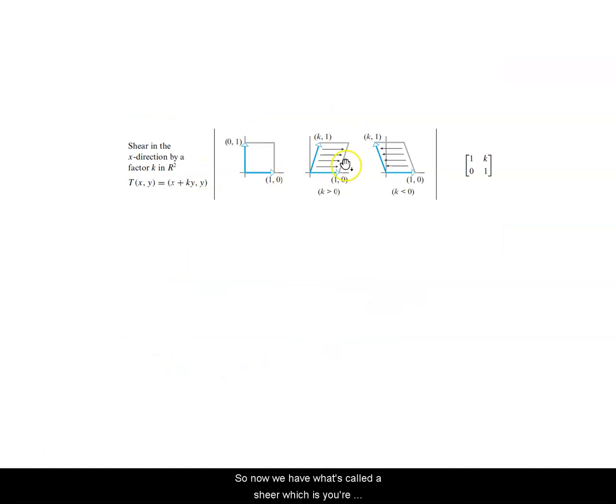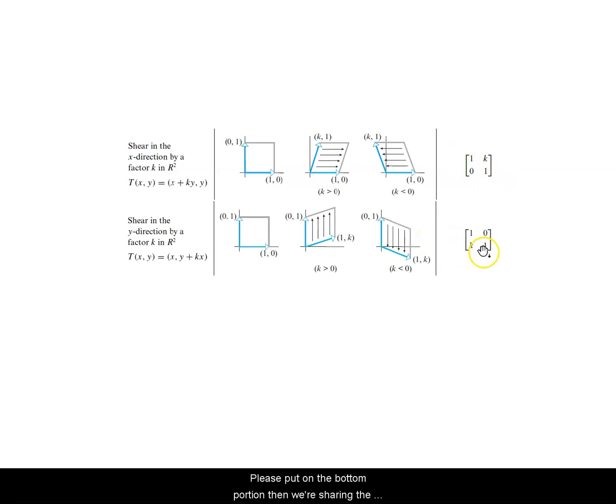Okay. So now we have what's called a shear, which is you're just tilting everything in a certain direction. And so if we want to tilt it top-wise, left or right, like a leaning building, then we're putting the k in the top portion, not on the main diagonal. Okay. If we put it on the bottom portion, then we're shearing the bottom half, like you're pulling and tugging on one of the edges. Okay.